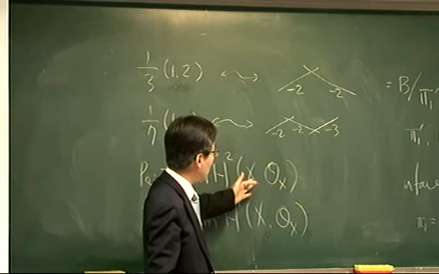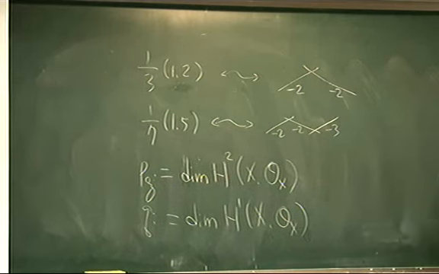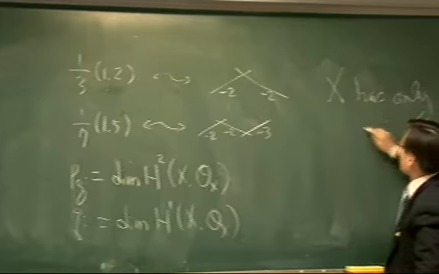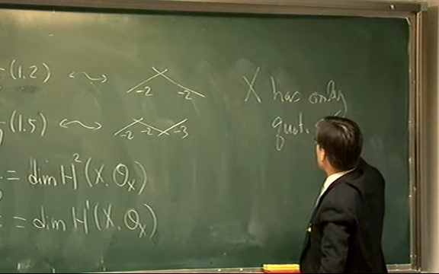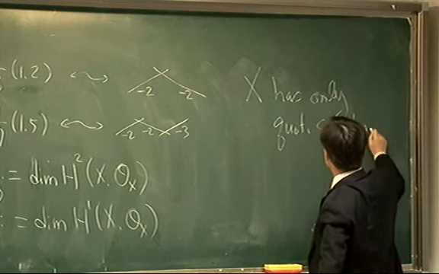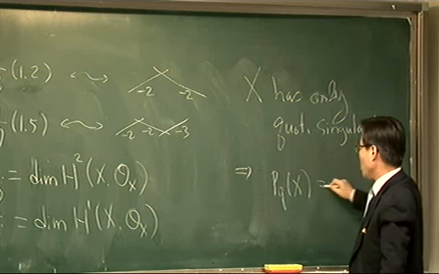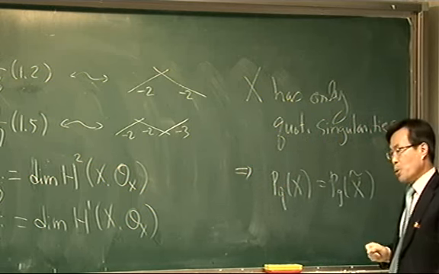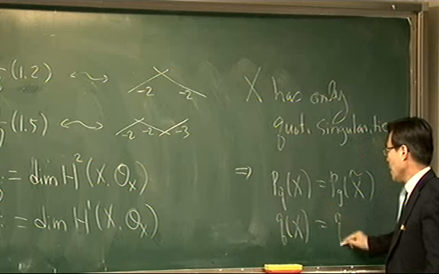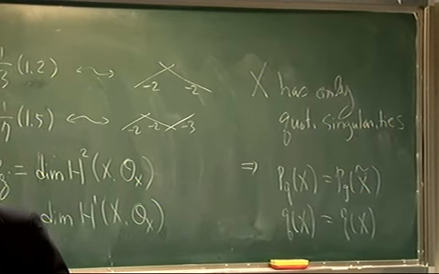But if X is not smooth, we still use this notion. If X has only quotient singularities, which in modern terminology are log terminal singularities, then pg of X is equal to pg of its minimal resolution. So it doesn't change. Irregularity also stays the same because these are rational singularities.